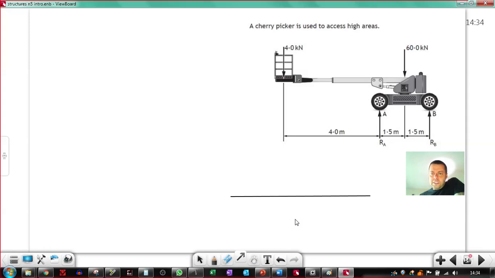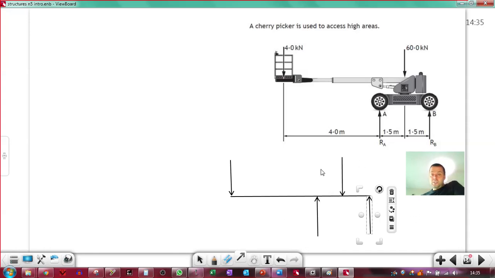So let's put our forces on. So we've got this 4 kilonewtons and this 60 kilonewtons acting on the beam first of all. So there's a 4 and then a 60. And then we've got our reactions that are sitting here, RA and RB. So that's like an appropriate layout. We can then put our magnitudes of those forces on there. So that's our 4 kilonewtons. That's our 60 kilonewtons. That's our RA. That's our RB. And then we put our distances on it.